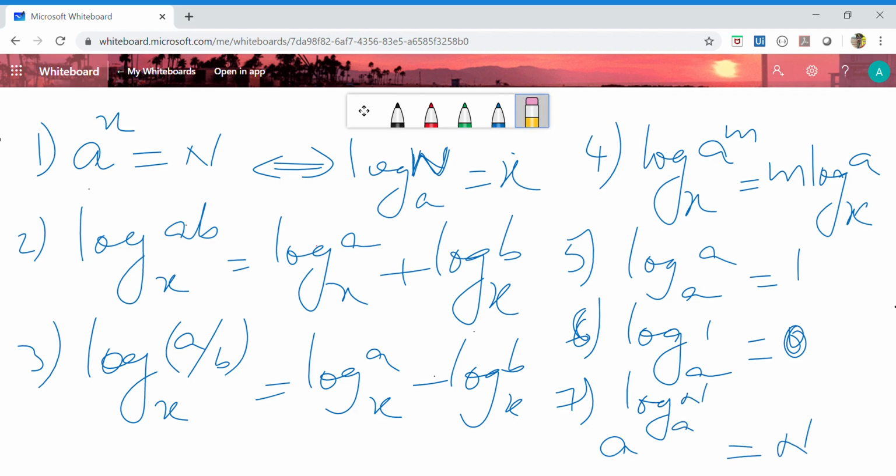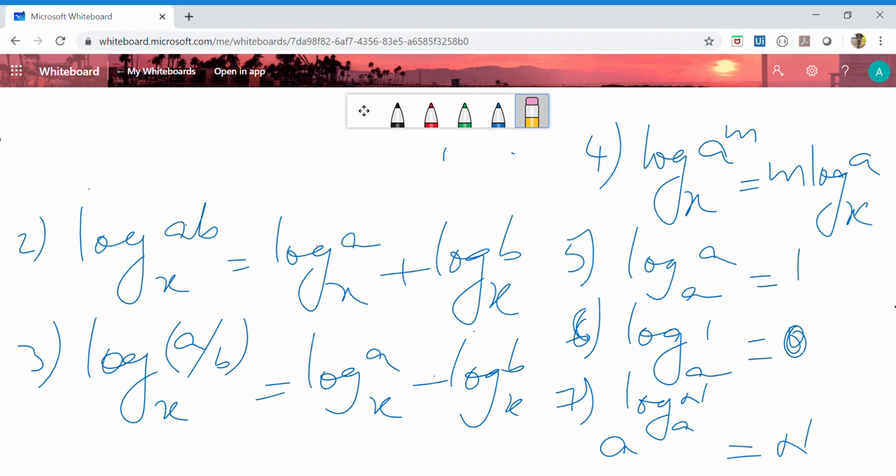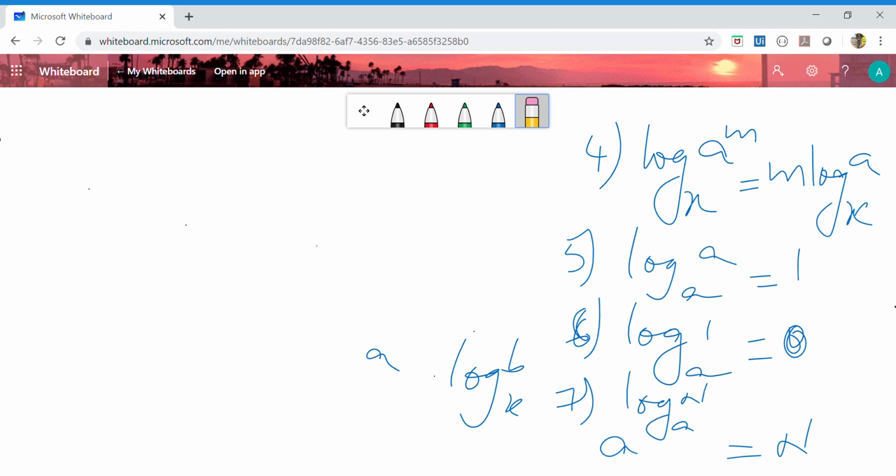Next, so these laws you have to be thorough with. Easy laws. Easily you can understand.